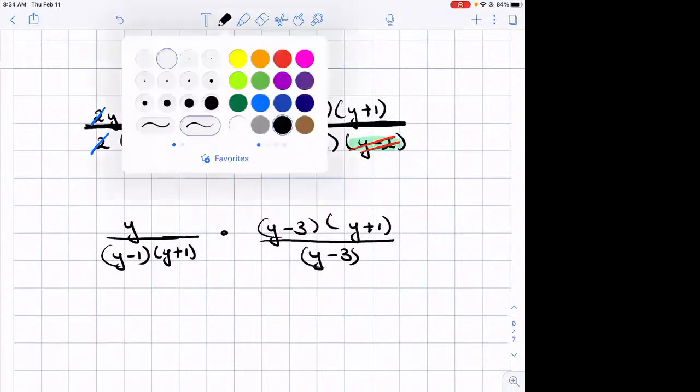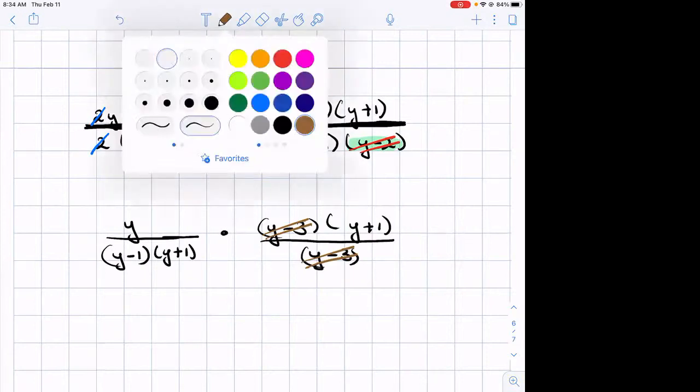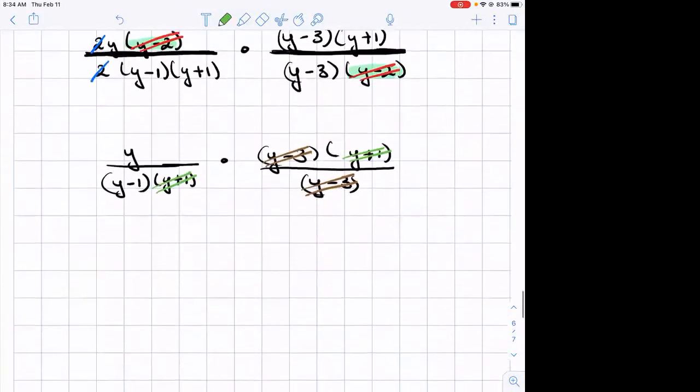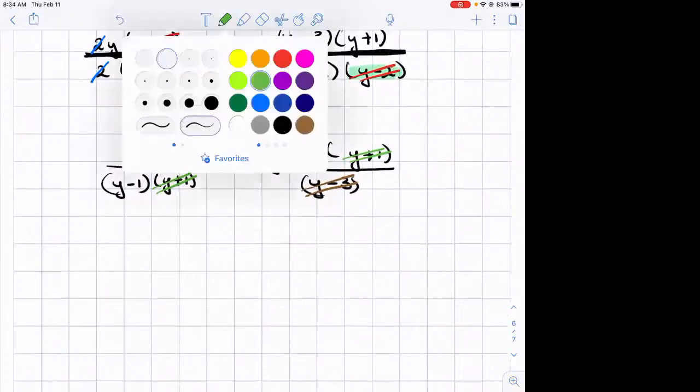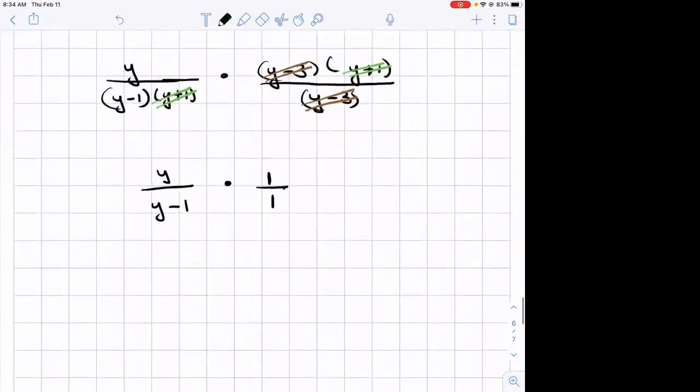Let's look again. Notice here now, I have a y minus 3 and a y minus 3. And also, if I look again, I have a y plus 1 in the top and a y plus 1 in the bottom. Any top with any bottom. So what do I have left? I have y over y minus 1 times, well, remember when they cancel out, you have a 1 over 1 left. They don't cancel out and become 0. And now if I multiply this, I can say this is the same as y over y minus 1.